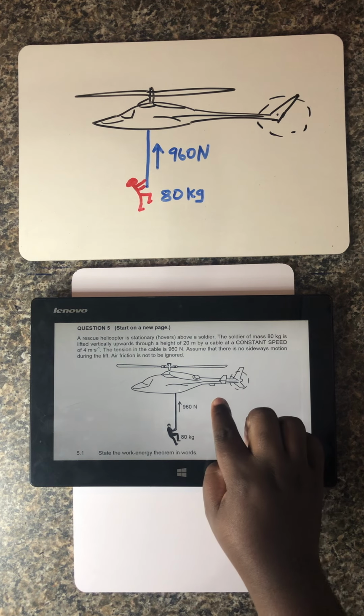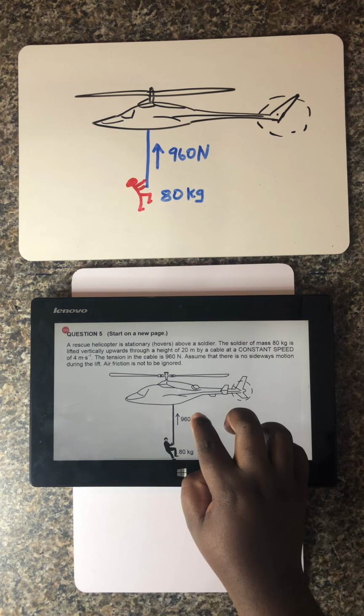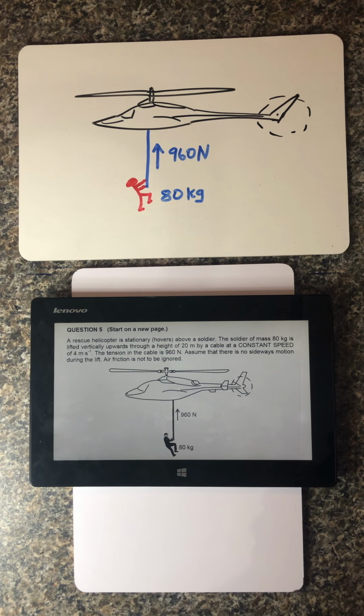Okay, ladies and gentlemen, without any waste of time, as you can see, we're given a statement for question 5, and you are advised to start on a new page. What I'm going to do is quickly read through the statement, then quickly analyze the given diagram, go through each question, solve it, and most importantly, show you where you score your marks. Let's not waste any more time.